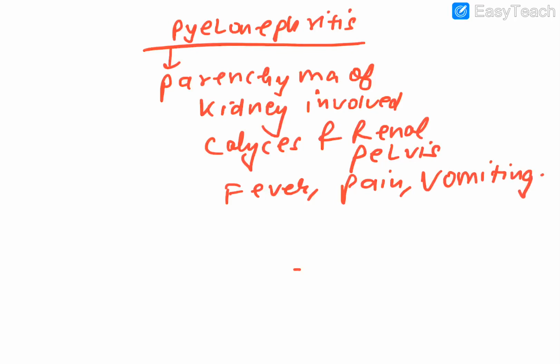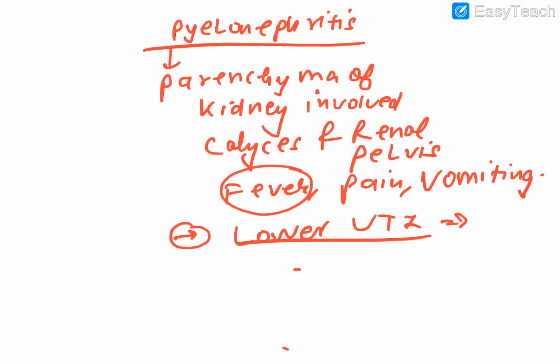And one extra point from the Harrison is that it is having a picket fence fever. Very high grade fever is there in the pyelonephritis. Okay, so that also you need to remember. Along with that, you can definitely have the lower UTI features also, that is, we already know, frequency, urgency, dysuria. Okay, they can also be present, but mainly what will be there? Fever, pain, and vomiting.